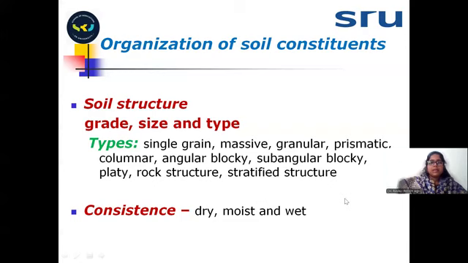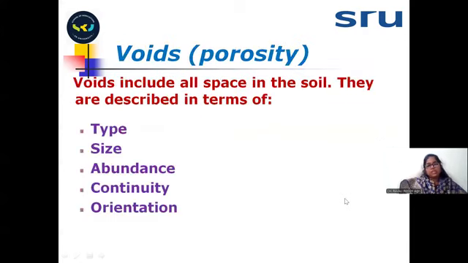Okay. Then coming to voids or porosity, which type of voids are present? Like macropores present in abundance or micropores present in abundance. Then what is the proportion or percentage, and how is the continuity of the pores? Then what is the orientation? All these can be given.